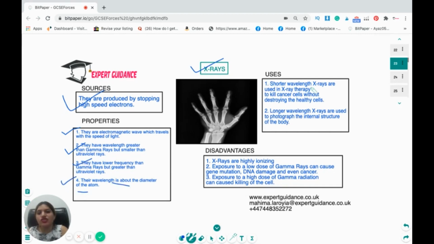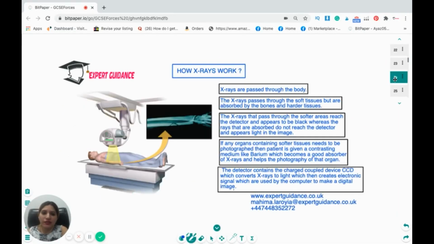As for uses, the shortest wavelength X-rays are used in X-ray therapy to kill cancer cells without destroying the healthy cells. The longer wavelength X-rays are used to photograph the internal structure of the body. The disadvantages are that X-rays are highly ionizing. Exposure to a low dose can cause gene mutation, DNA damage, and even cancer, and exposure to a high dose can cause cell death.